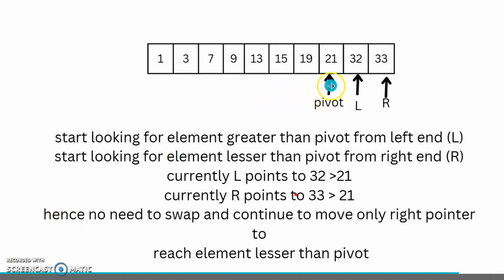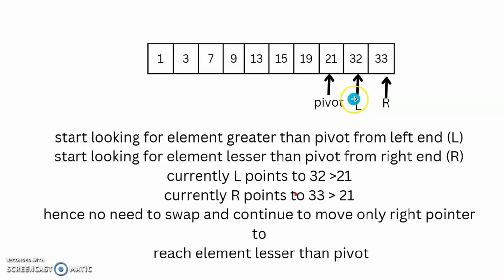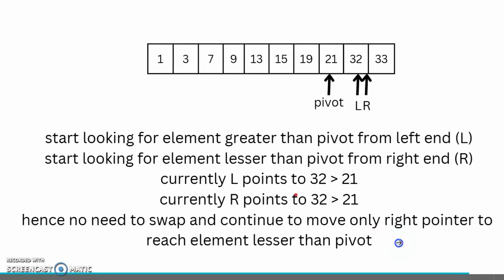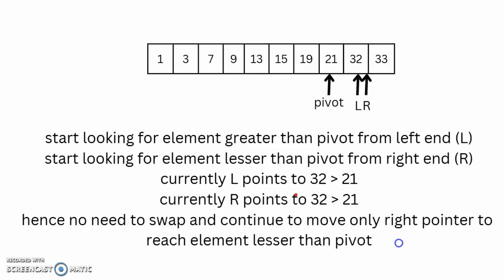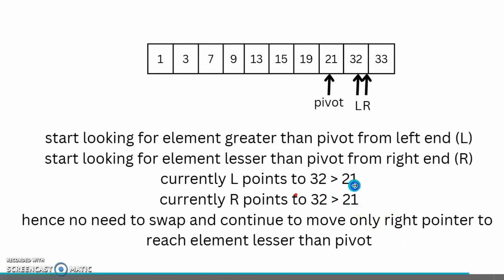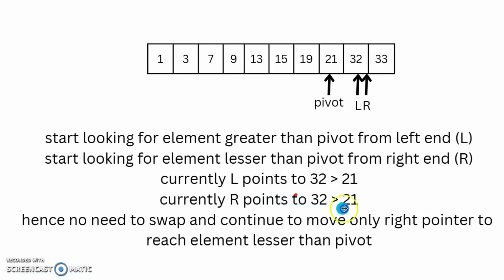The pivot element is 21. The left pointer, next to the pivot, points to 32, and the right pointer points to 33. We are looking for an element greater than the pivot from the left end and an element lesser than the pivot from the right end. L points to 32, greater than 21, and R points to 33, greater than 21. So there is no need to swap, and continue to move only the right pointer to reach the element lesser than the pivot value. When you move the right pointer one step, L points to 32, greater than 21, and R points to 32, greater than 21.